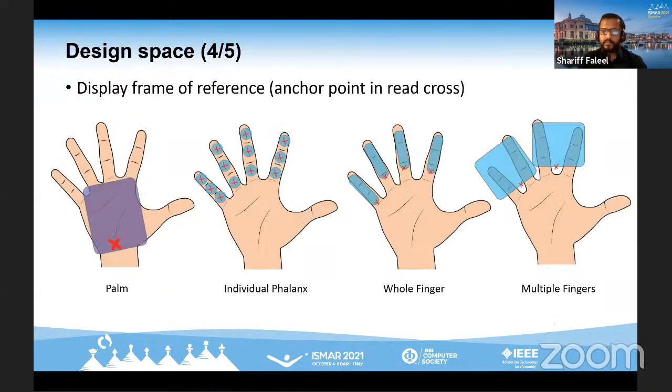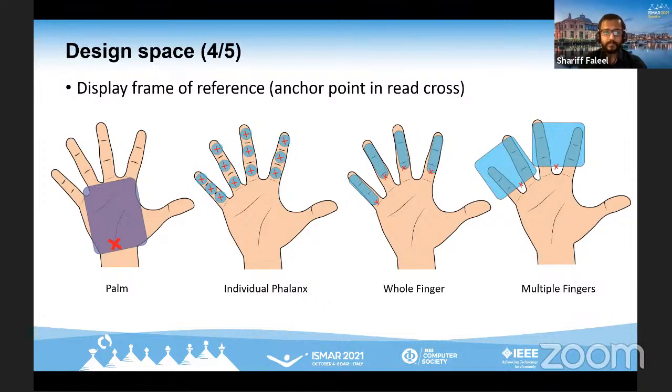And then given the fact that when you're doing single-handed interactions, your hand is moving and deforming a lot, and considering the anatomy of the hand, we also have to consider where a displayed element is going to be anchored. So the X marks that you see on these images are some of the places where these elements can be anchored. Generally, we are categorizing them into palm, individual phalanx, whole fingers, or multiple fingers.